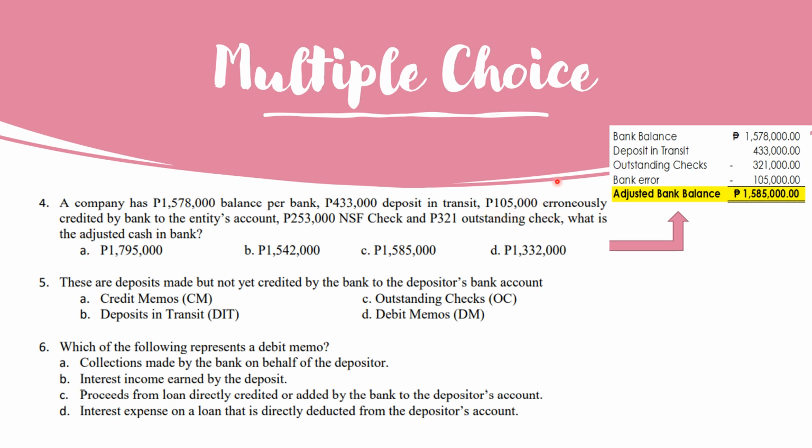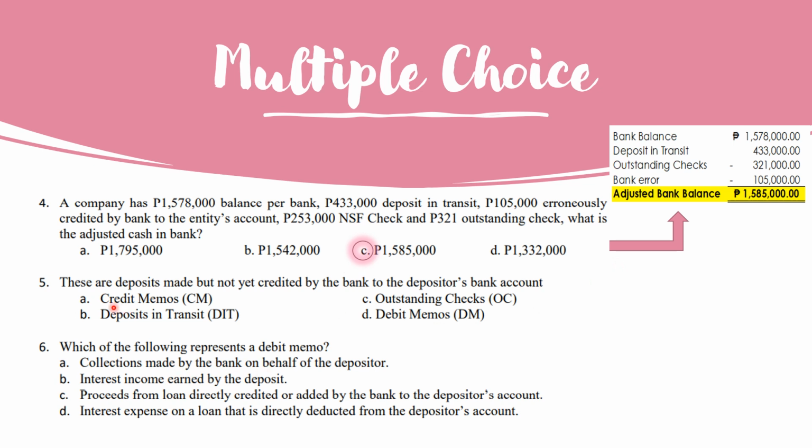So, kung kinredit ni bank, ibig sabihin, nadagdagan yung pera ni company erroneously, right? So, to correct it, dapat bawasan mo siya. So, that's why we're deducting the 105,000 in here. So, 1,578 plus 433 minus 321 minus 105, our adjusted bank balance is 1,585,000. And that is letter C.